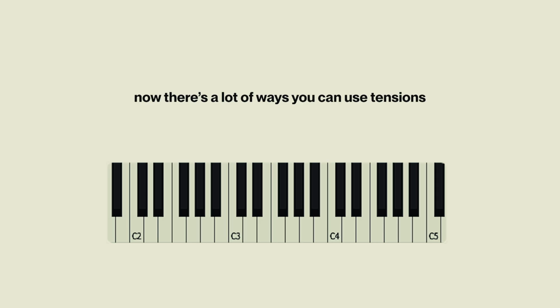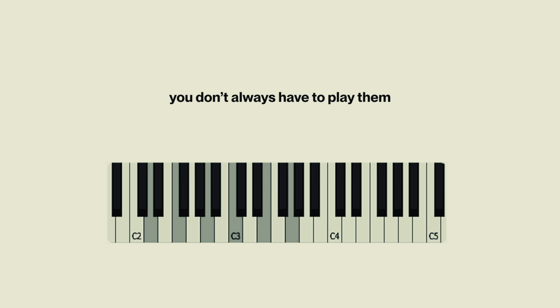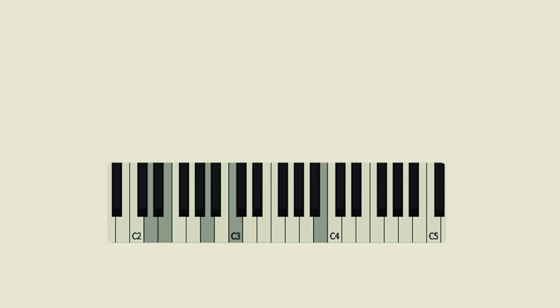Now, there's a lot of ways you can use tensions. You don't always have to play them above the chord to make things sound interesting. You could cluster some things. Bring the 9th down. Now, it does sound a little muddy. In that case, we can just get rid of the 3rd for now.